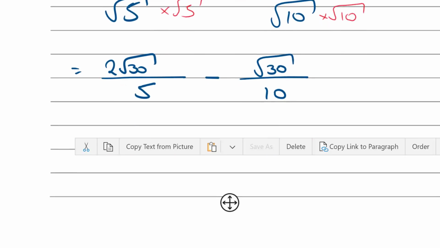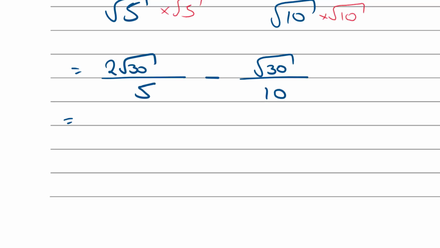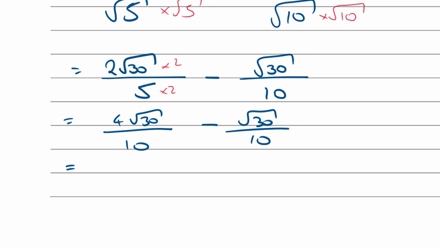Okay, so if I double up that first one, if I times top and bottom by 2, it should give me a denominator of tenths then, shouldn't it? So that's going to give me 4 root 30 over 10 minus root 30 over 10. Okay, so now I can put them over a common denominator of 10 then, can't I? Because they've both got a denominator of 10. And then to do that, I just need to subtract the numerators. So 4 root 30 minus root 30 over 10.